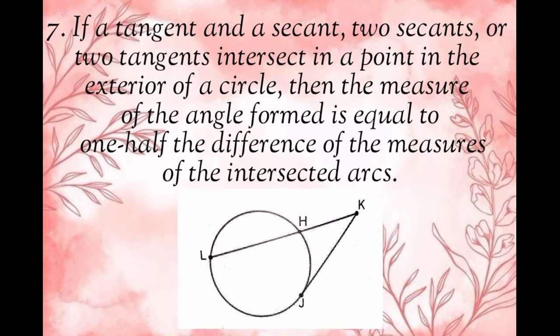Number 7: if a tangent and a secant, two secants, or two tangents intersect at a point in the exterior of a circle, then the measure of the angle formed is equal to 1/2 the difference of the measures of the intercepted arcs.